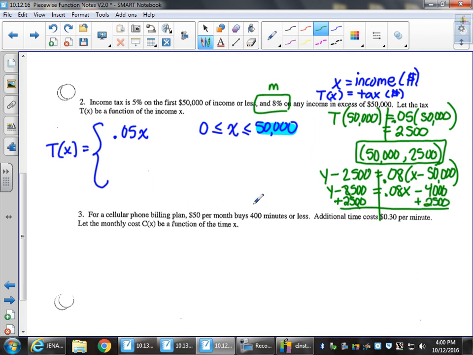My final expression will be Y equals 0.08X plus 6,500. So this expression is what goes right here: 0.08X plus 6,500, and that is for any income in excess or greater than 50,000. And I am done.